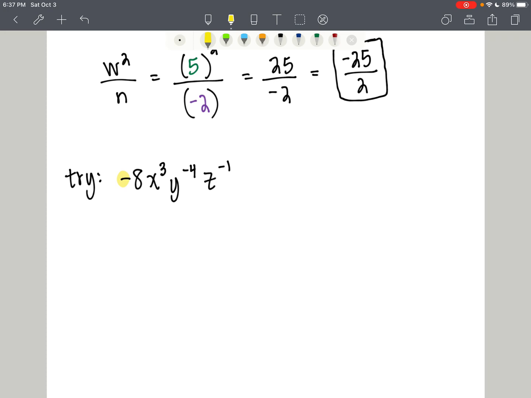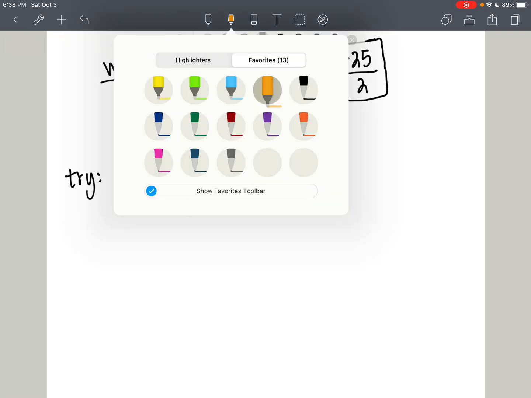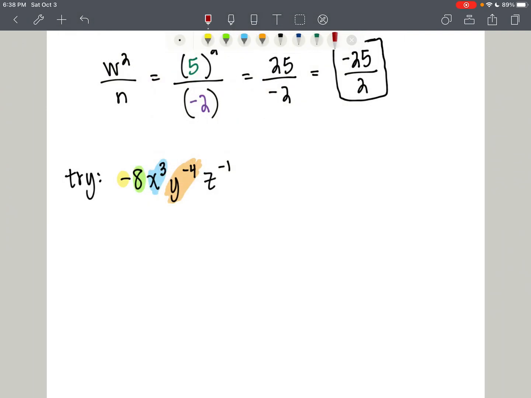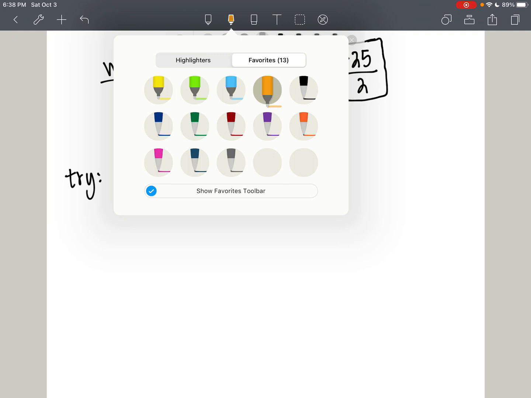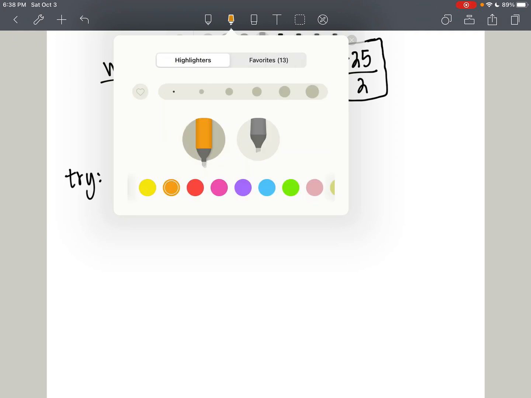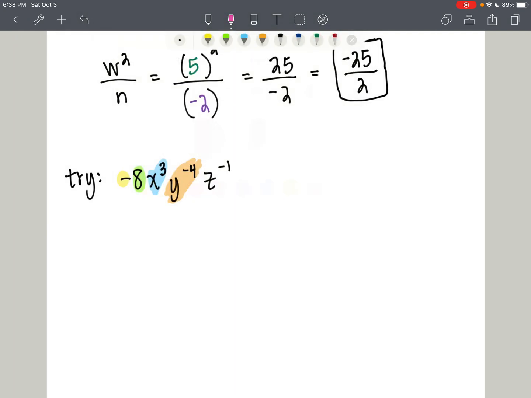Okay, I'm going to use 4 colored highlighters, actually maybe 5. I've got the negative, and then I've got an 8 to the first power. I've got x to the third power. I've got y to the -4th power, and then I do need another colored highlighter. Let's use pink. There we go. That's a nice one.